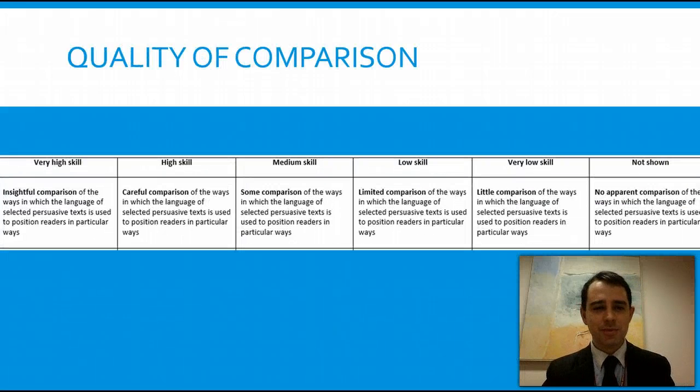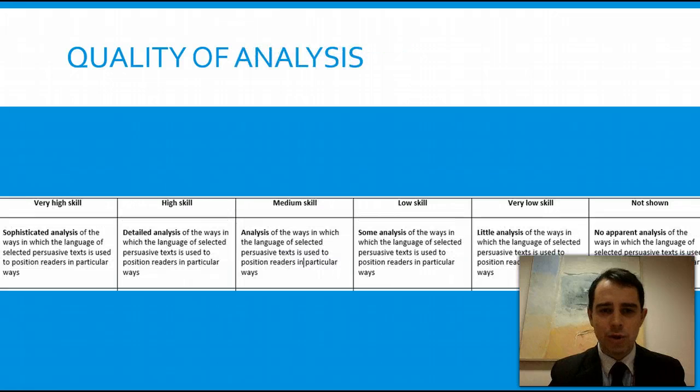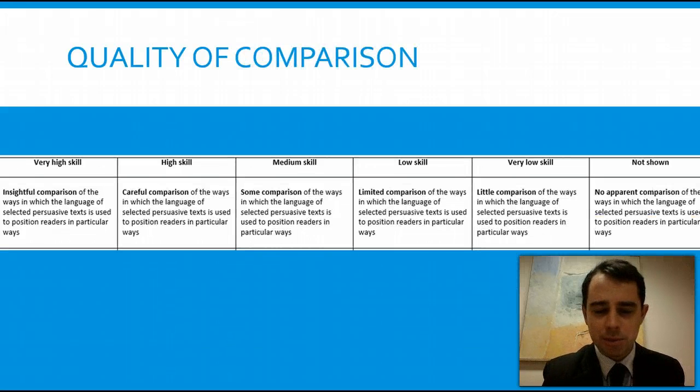Moving on. So, quality of comparison is actually the next criteria. This is an interesting one. You'll notice here that the medium skill says the words some comparison, whereas with the quality of analysis, the low skill says some analysis. So if the medium skill says some comparison, that means there is less of an emphasis on comparison than there is on analysis. The comparison is still necessary, it is still one of the criteria, but there is less of an emphasis on it according to this criteria.